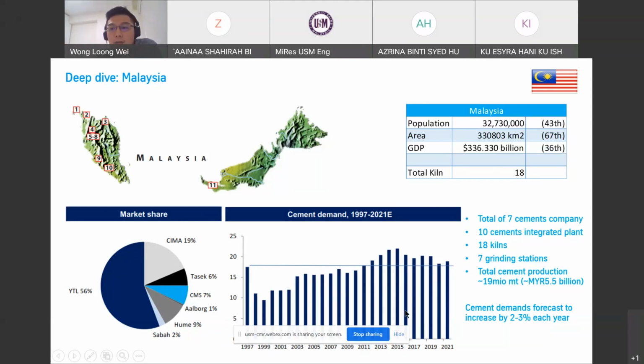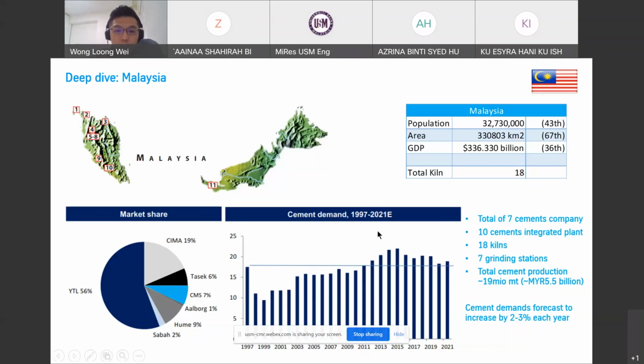So all of this, we have about 10 integrated cement plants in Malaysia, which have a total of 18 kilns, and we have 7 grinding stations. And the total cement production is around 19 million tons. So how much is 19 million tons of cement production? It's roughly about 5.5 billion ringgit of cement sold on an annual basis. And we can foresee in the next 2 to 3 years an increment in cement demand of about 2 to 3% every year.